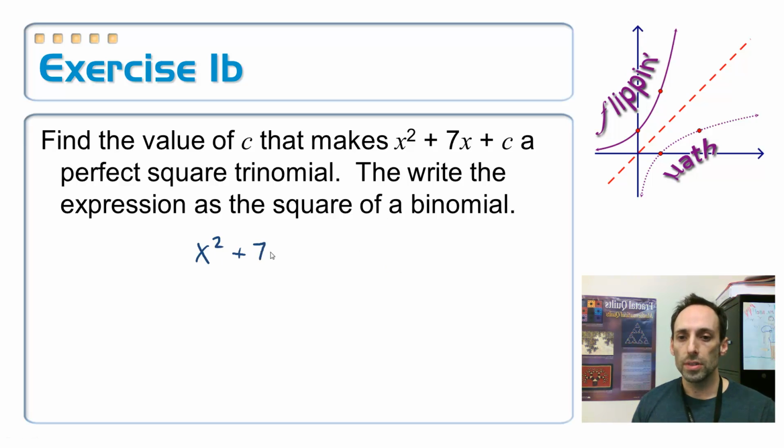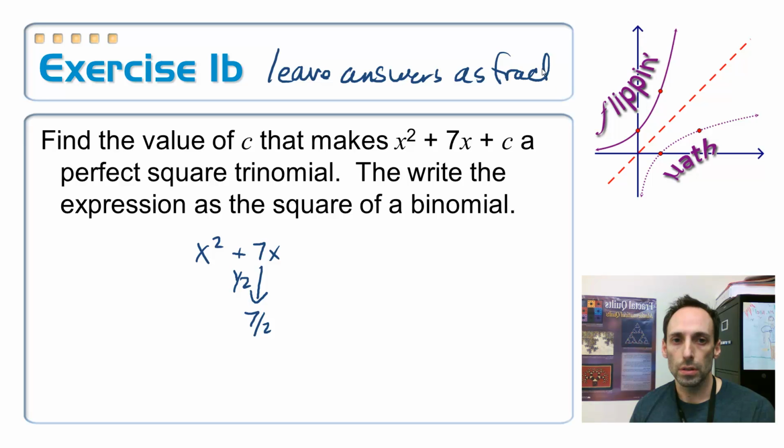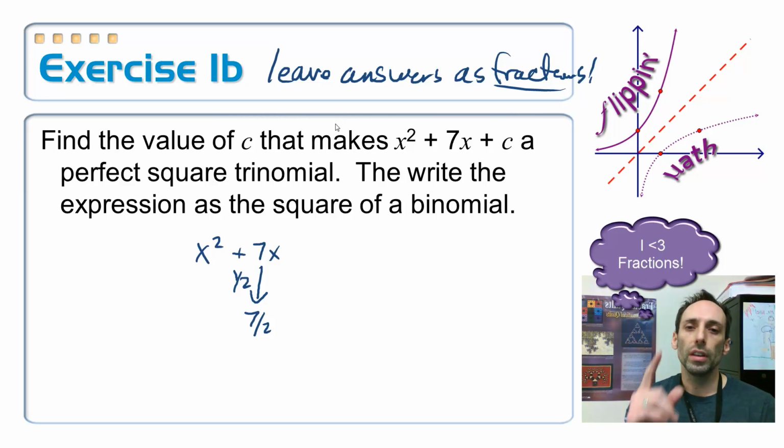X squared plus 7x. Okay, so the last one was easy just because it's an even middle term. I take half of it, I still get an integer. But here, whenever I take half of the middle term, I get 7 halves. 7 halves is the same thing as 3.5, but I'm telling you, leave it as a fraction. Leave answers as fractions. It's really important. The reason why I say this is because in your head, you think about it right now. I have to square this number to get it right up here.